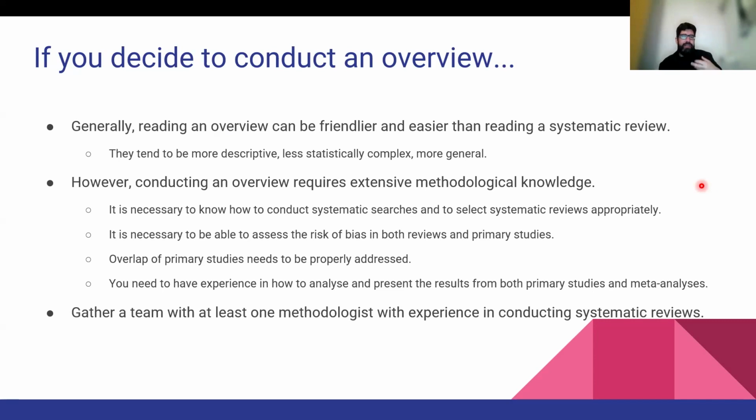For the author, it requires quite an extensive methodological knowledge, because you need to know how to conduct systematic searches and select systematic reviews, and you need to be able to assess risk of bias of reviews of primary studies. You need to know about overlap and how to properly address it, and you need to have experience in how to analyze and present results from both primary studies and meta-analysis.